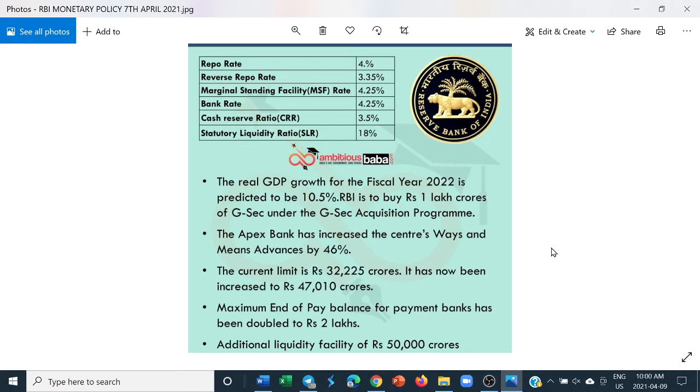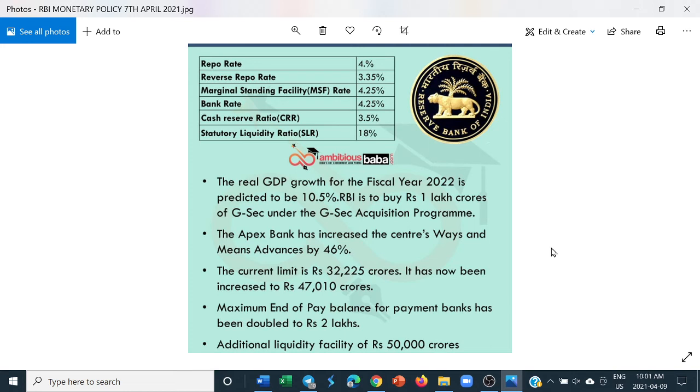Next point is the GDP growth has been predicted at 10.5%, and RBI is likely to buy back 1 lakh crore of government securities. They feel that the government securities existing on the market are of a higher interest rate, and they would like it to come down. The RBI has also increased ways and means advances to the central government from 32,225 crore to 47,010 crores because government needs a lot of money.